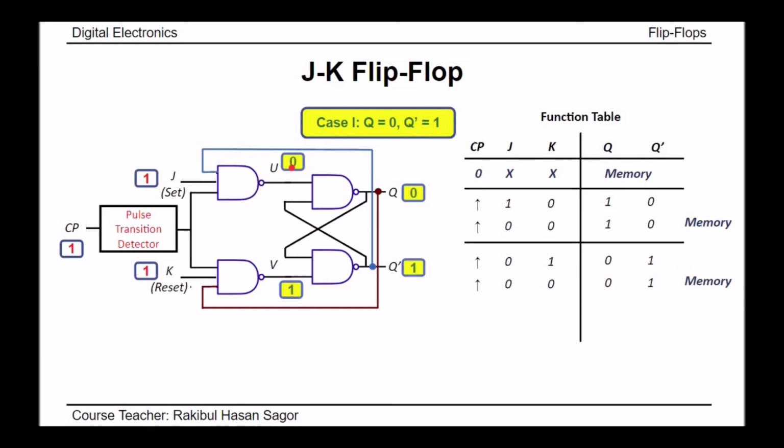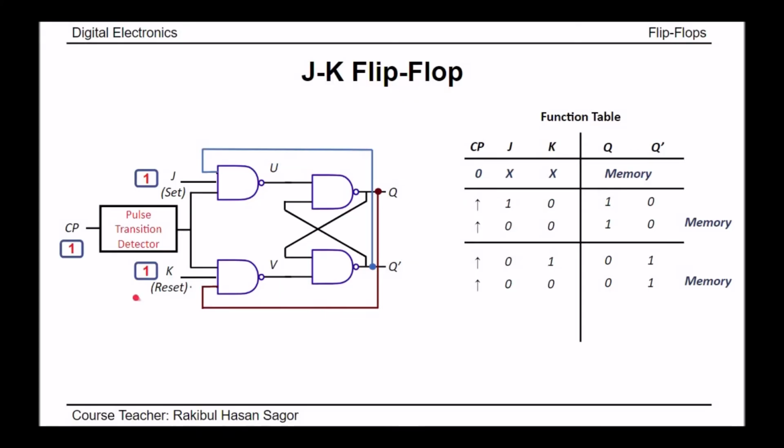If we have 0 on the U side and 1 on the V side, the output of this SR latch will be set. Set means Q will be 1, Q prime will be 0. So if our previous condition of Q is 0, it becomes 1 for this 1 1 case. Now we'll see the next case, case number 2.